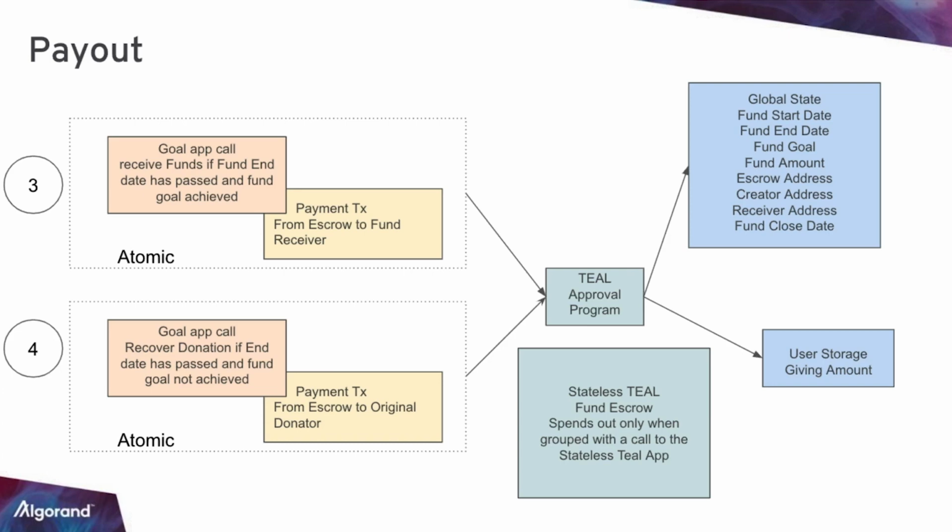So in this particular case, in the first example, we used assets and atomics and stateful smart contracts. In this example, we're using atomics, we're using payment transactions, and we're using stateless and stateful contracts. So this is a way of combining all the pieces of technology.